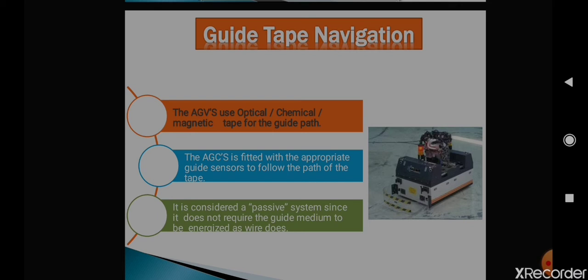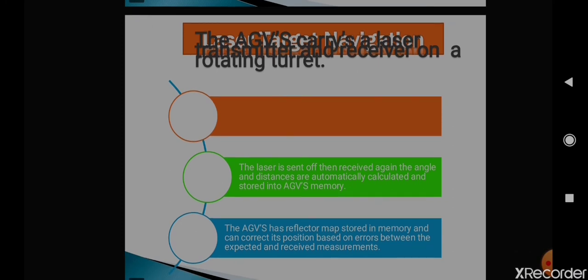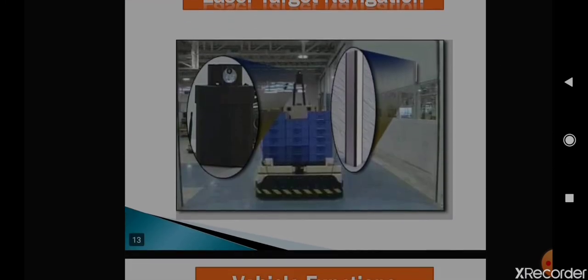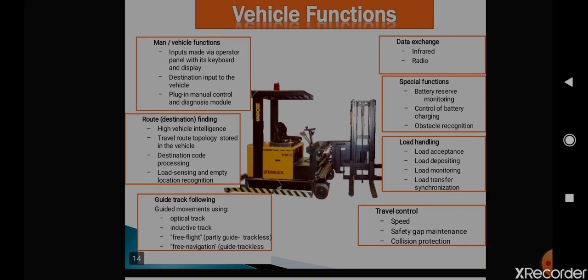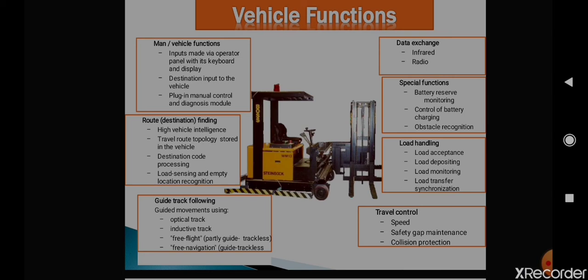Okay, and the third is laser targeted AGVs, which will use the laser path. If there is a laser ray, then only it will detect that laser ray, and it will move in a particular direction. These are the three different guidance methods provided to the AGVs to move from one place to the other.